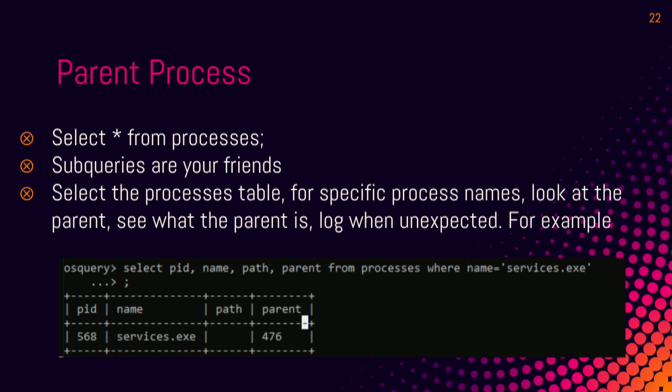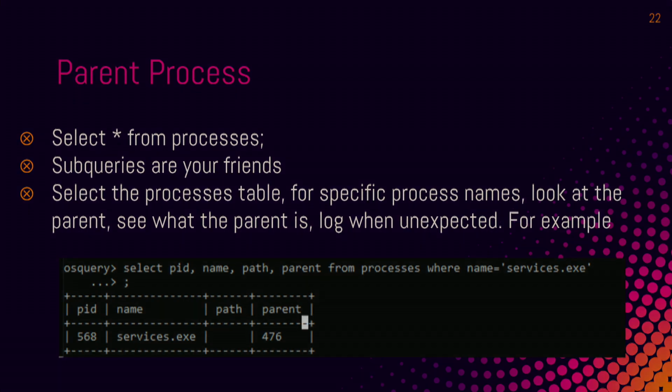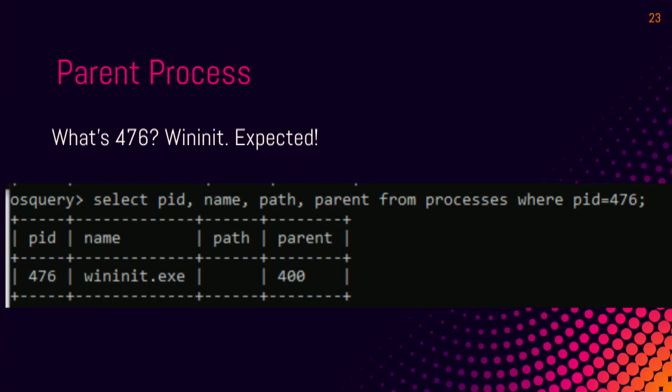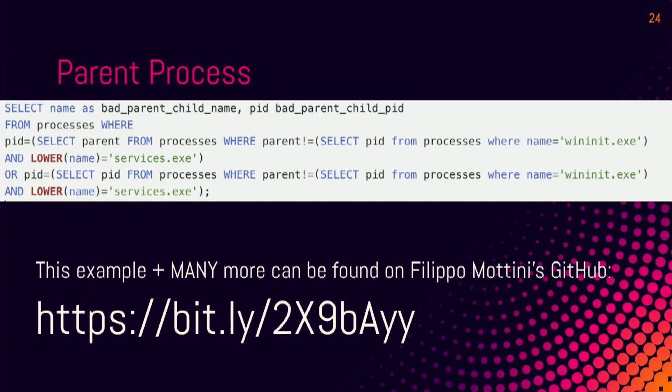So if I select here on this machine, the parent was 476. When I select the PID, name, and so on, where the PID equals 476, that's winInit.exe. So manually, this looks pretty good. Now, how do I automate detecting when it's not like that? Well, you select that table and then select it on itself when the expected result is not what's going on.